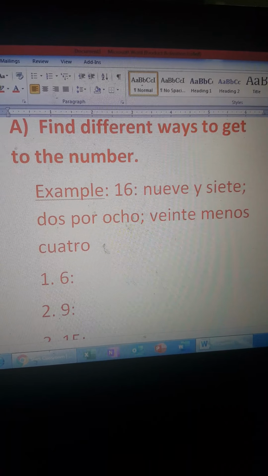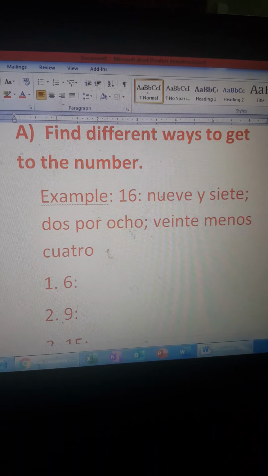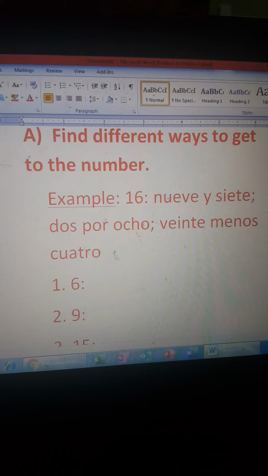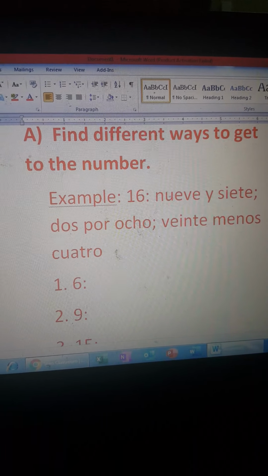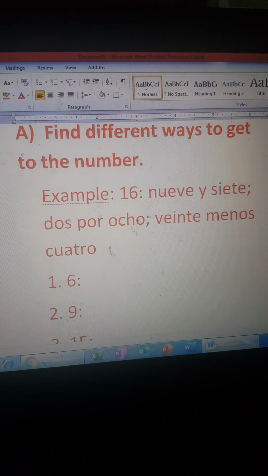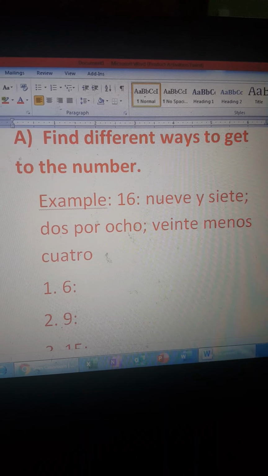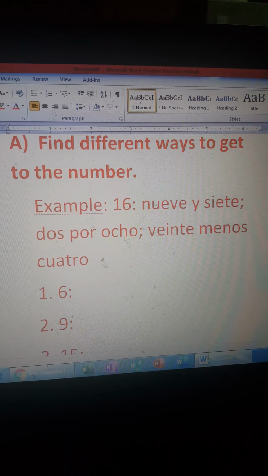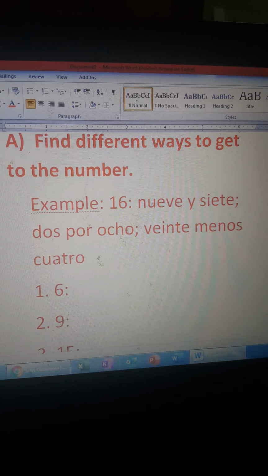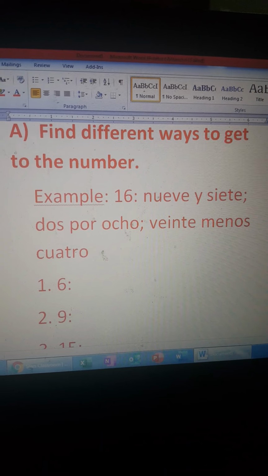Now, the idea of not having just one way of doing things, and you could come up with different ways to solve a problem, is critical thinking. So since in foreign language we make connections with other disciplines, today we're going to look at mathematics.